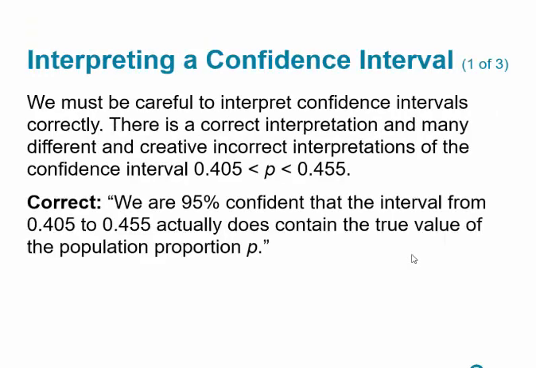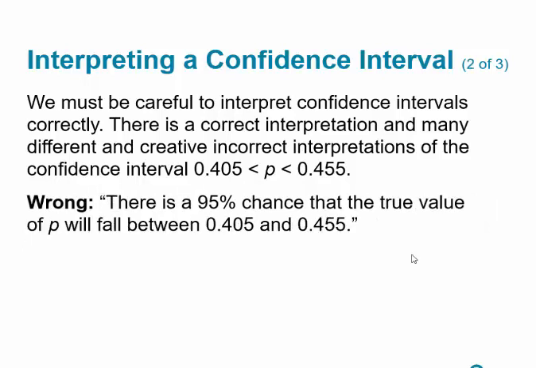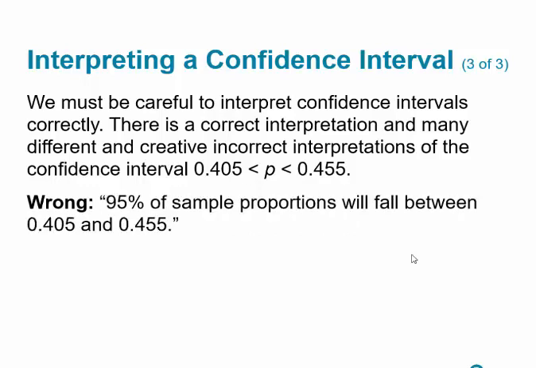Now, you've got to be careful to interpret confidence intervals correctly. There's a correct interpretation and many different creative incorrect interpretations of the confidence interval. For the example here, we got 0.405 < p < 0.455. We have 95% confidence that the interval from 0.405 to 0.455 actually does contain the true value of the population proportion p. An incorrect way of saying it is that there's a 95% chance that the true value of p will fall between 0.405 and 0.455. It is not a probability.